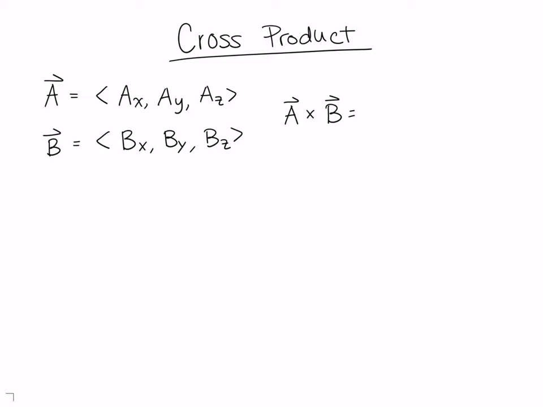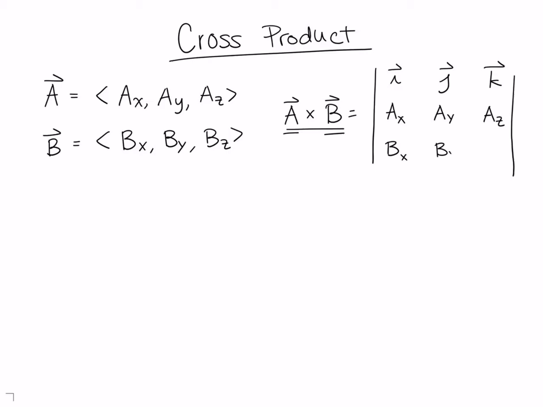Now, we can just memorize the formula for this, but we can also recognize that the cross product of these two vectors is just the determinant of a 3x3 matrix. The first row will be our unit vectors, I, J, and K, representing X, Y, and Z respectively. The second row will be our first vector, A, and its components, so AX, AY, and AZ. And finally, the third row will be our second vector, BX, BY, and BZ.